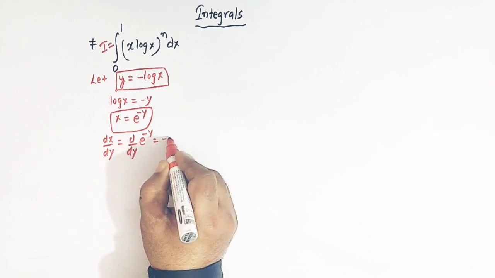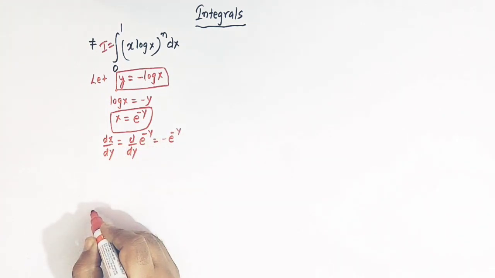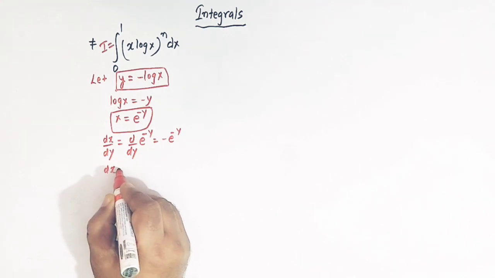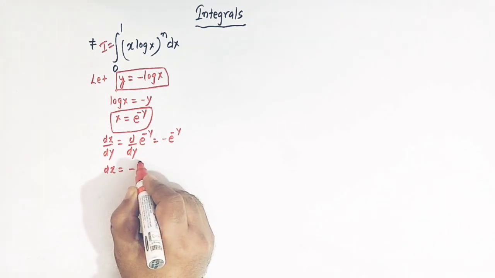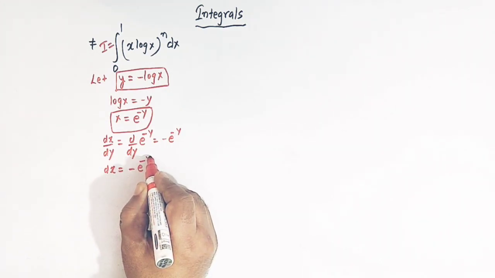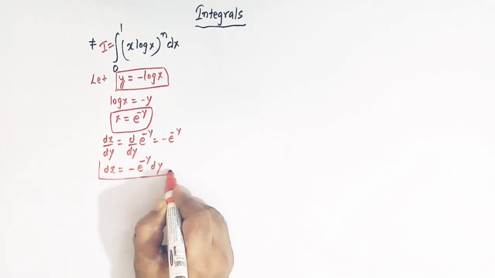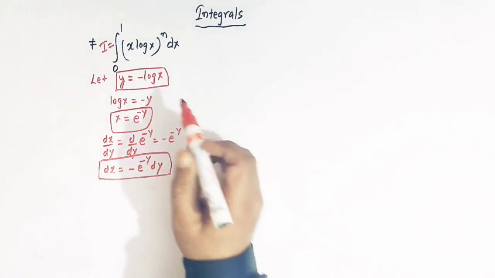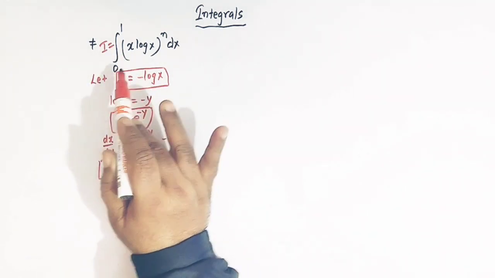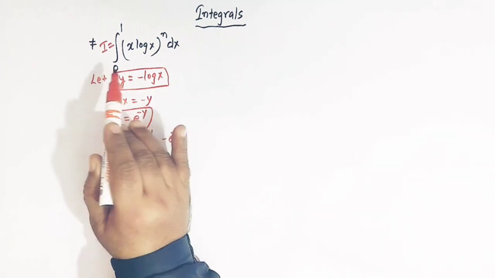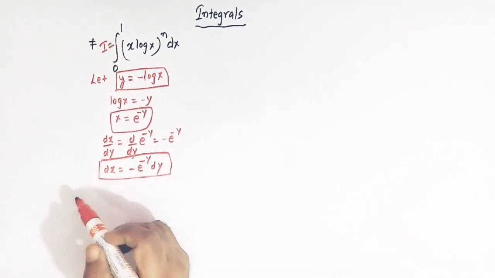So we have minus e raised to minus y, right? So dx can now be written as minus e raised to minus y dy. Now we'll change the limits. So here we see that the limits vary from 0 to 1, right?